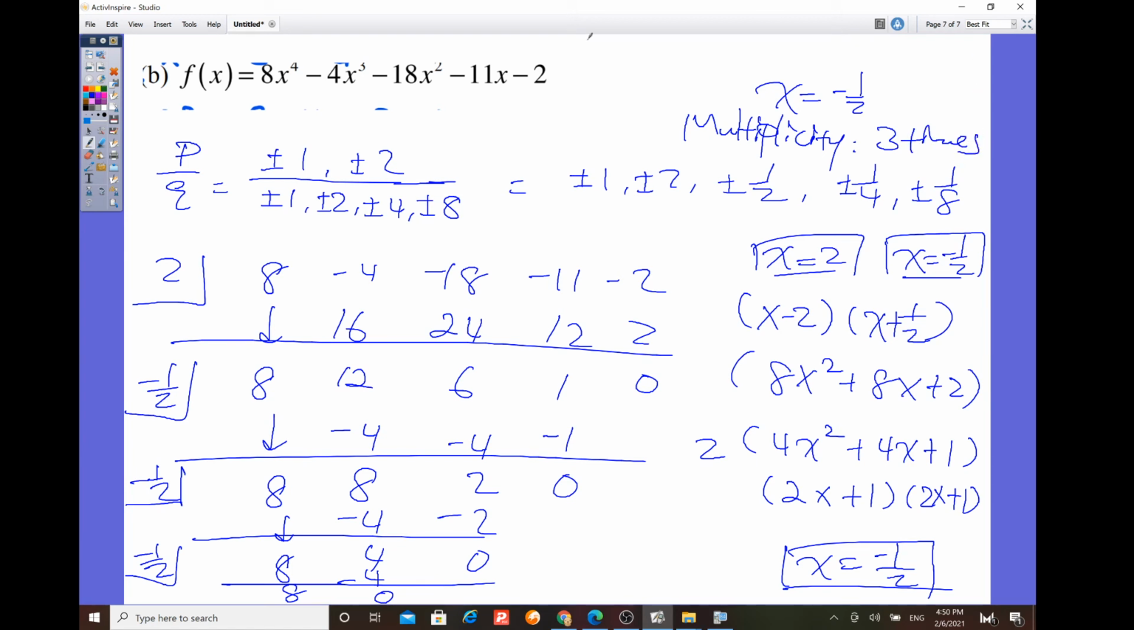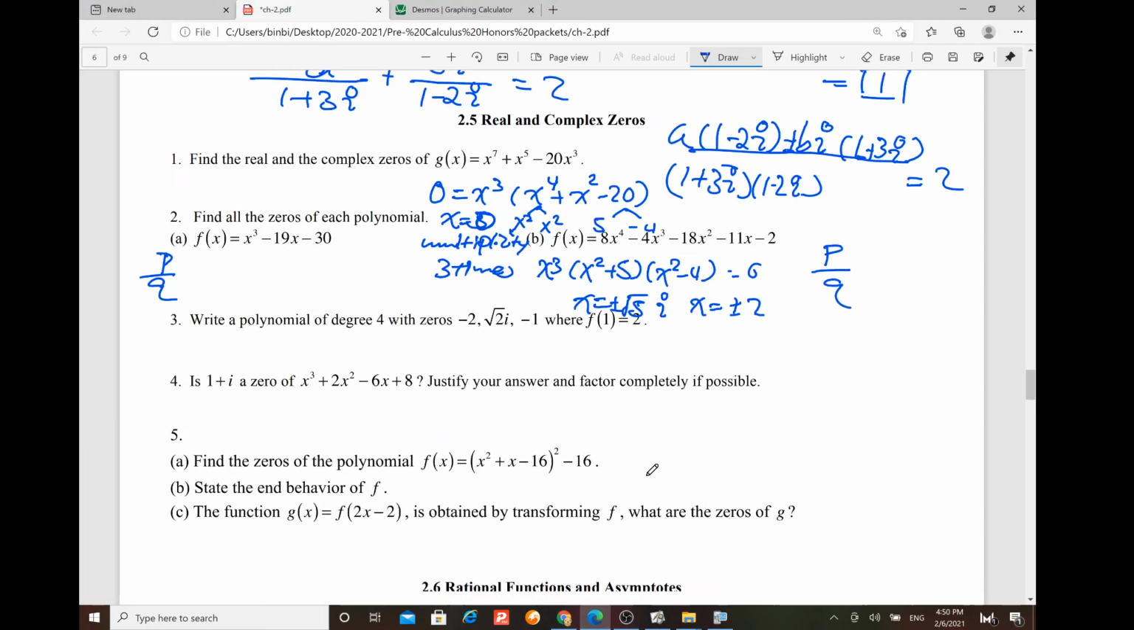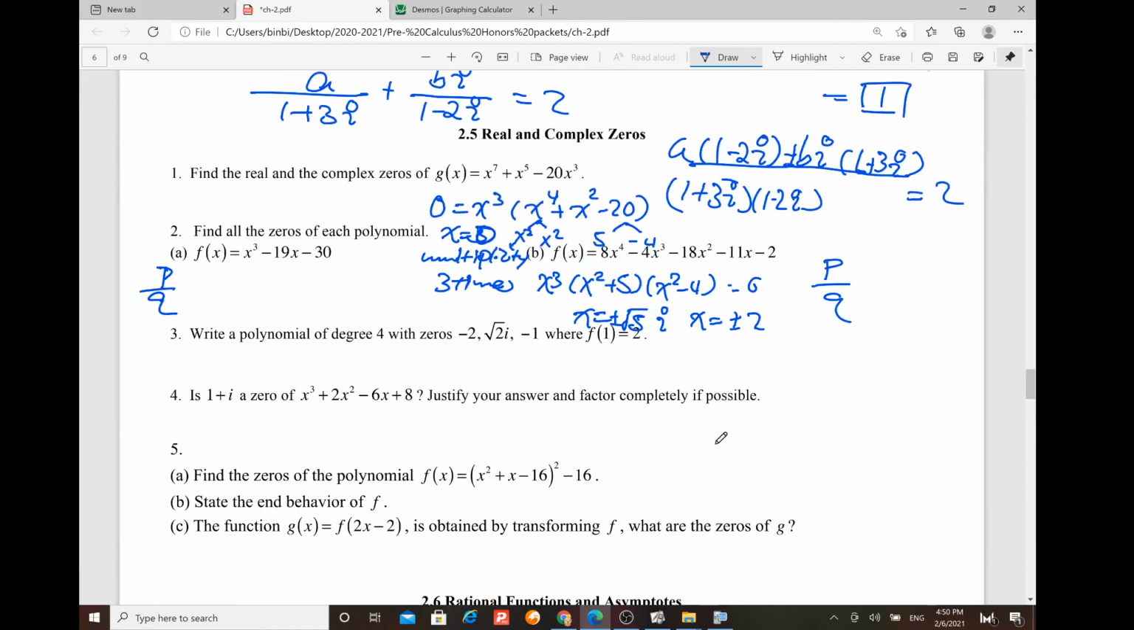Okay, so now let's see what else. Write the polynomial with degree 4 with the leading coefficients. So this one, we do know f of 1 equals 2. So basically this one, you just put in that x plus 2. And also we need to apply the conjugate theorem. So x minus root 2i, that's one of the roots. So that means x plus root 2i, that would be the other root.